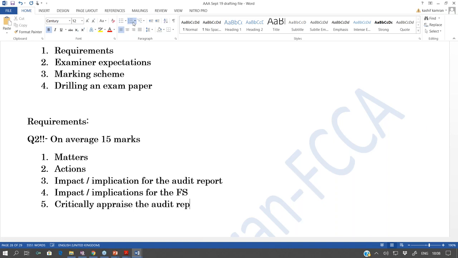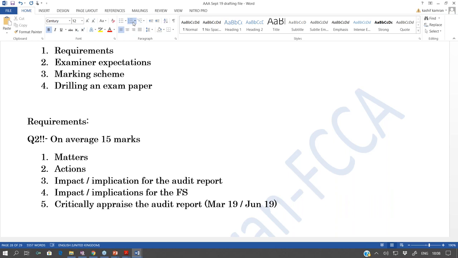Now, I am not doing this. I've already done this many times in my previous webinars. The reason is that this has come in March 19 and this has also come in June 19. So the chances are less, but you should not go to the exam hall unprepared on critically appraising the audit report. I'm not covering this in this September 19 webinar, but you can see it covered in my previous webinars on reporting. Critically appraising the report has come in March 19 and June 19. So I'm not doing any exercise on that, but I'm more interested in doing an exercise on the first 4.